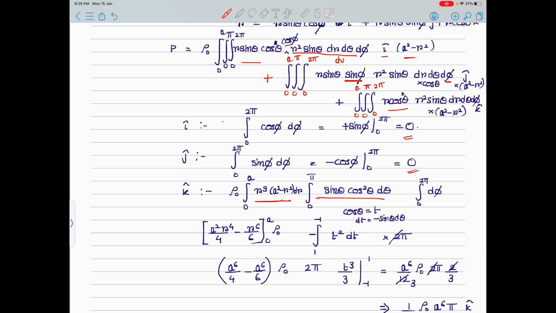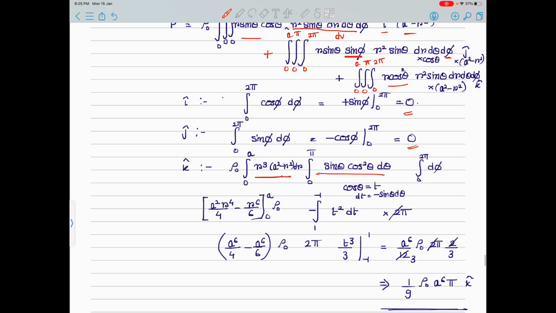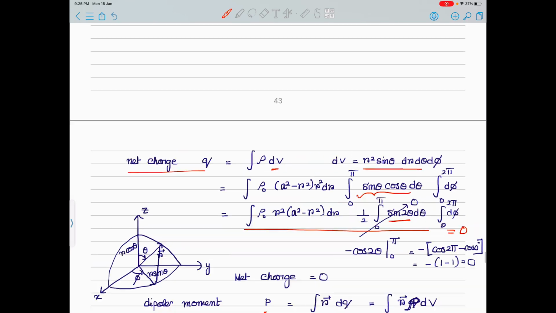If you integrate all these things, it comes out to be a non-zero quantity in the k cap direction: 1 by 9 rho naught a to the power 6 pi k cap. Forget about the calculation, the main intention is to show that the dipole moment is non-zero. So the main thing is that here the dipole moment is non-zero, but the net charge is 0. That is what I tried to show.